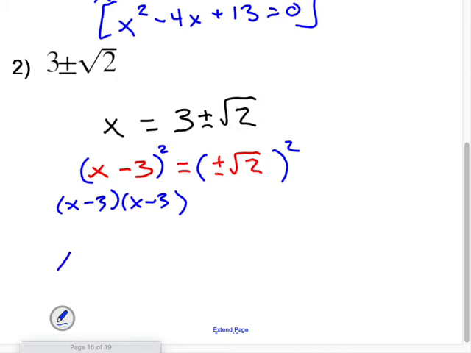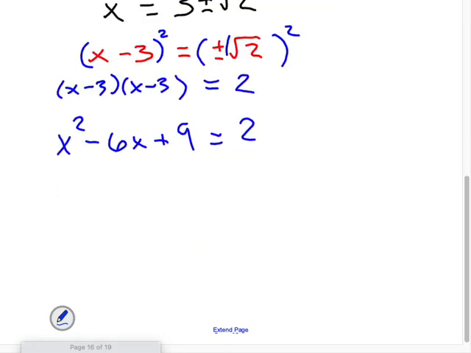So that'll give us x squared minus 6x plus 9 equals, and then on the right side, positive negative squared, that becomes a positive. Remember, there's kind of like a 1 here. So think of it as squaring positive or negative 1, that's positive 1. Square root 2 squared is just 2. Right, let's clean that up. It's just 2. And then we set it equal to 0 by subtracting 2. x squared minus 6x plus 7 equals 0 here.